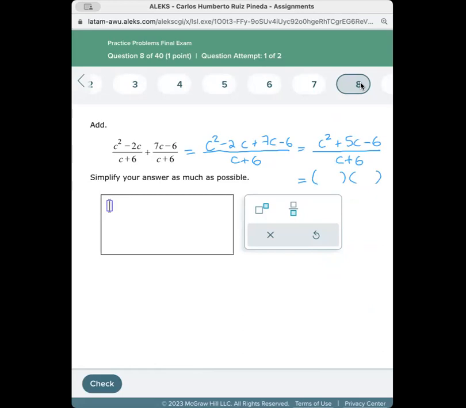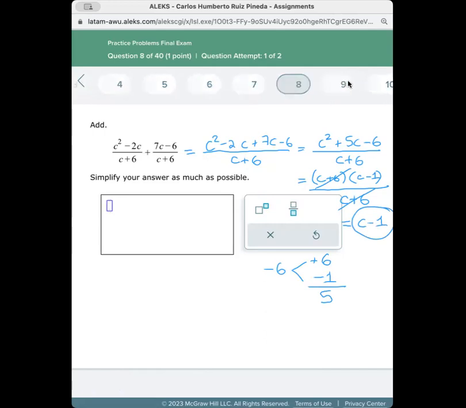we need to factor the numerator, and we need two numbers that multiplied give you -6 and add up to 5. So these numbers are +6 and -1, because when you add these, you get 5. So these are c plus 6, c minus 1. We can eliminate the c plus 6, and we are left with c minus 1. And this is my final and simplified answer, because remember, in these cases, we need to simplify our answer as much as possible. Number 9.